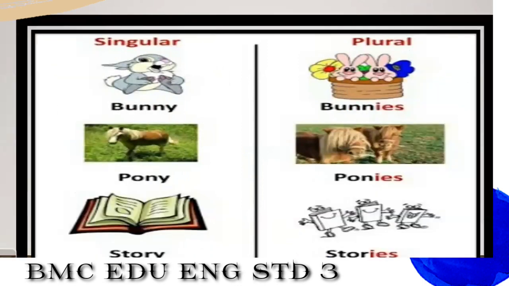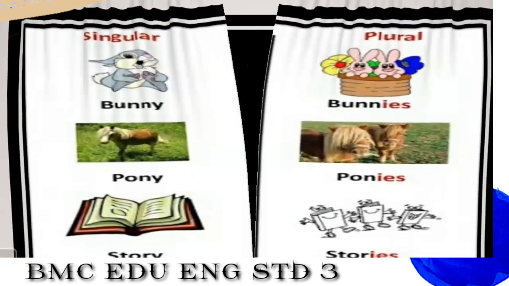See, bunny, bunnies. We removed Y from the word bunny and added IES in the plural form. So it became bunnies. Pony, ponies. Story, stories. So what does this rule say? This rule says, if the word is ending with the letter Y, you have to remove Y and add IES to make the plural form.